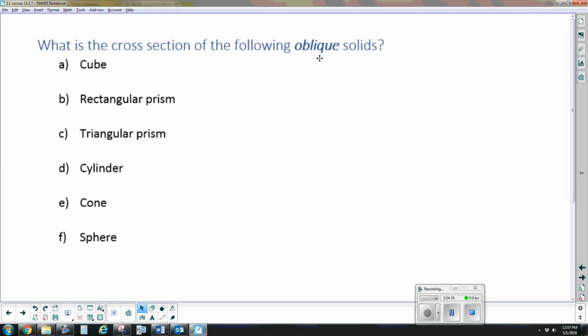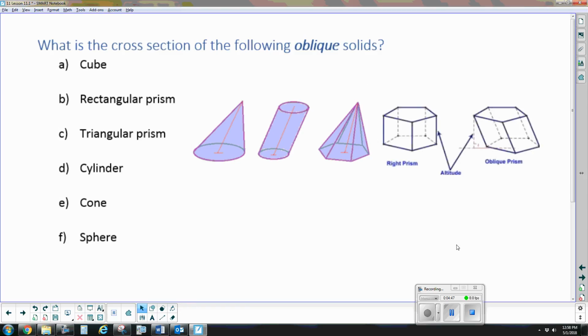Now the cross section for all of these solids that are not right solids, but instead they're oblique, which means they're at an angle. So these are just a few examples of oblique solids. So this would be an oblique cone. This would be an oblique cylinder. This would be an oblique hexagonal pyramid. Here's a right prism, a right pentagonal prism, and here's an oblique pentagonal prism.